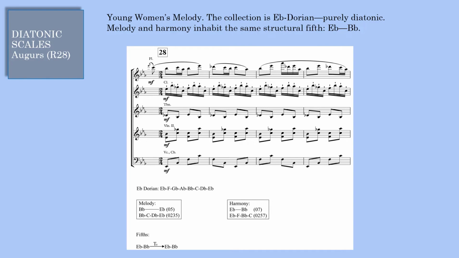This is the young women's melody. The passage comes shortly after their entry on stage. The prevailing collection is E-flat Dorian. It's purely diatonic. Melody and harmony inhabit the same structural fifth, E-flat, B-flat. This is a harmonious, relatively consonant passage, expressive of the feminized and peaceful pastoral.